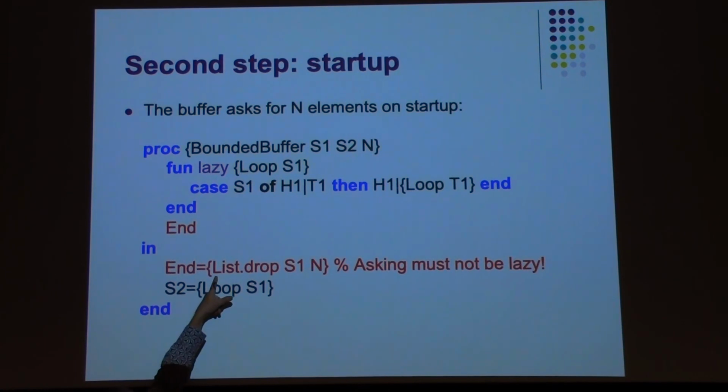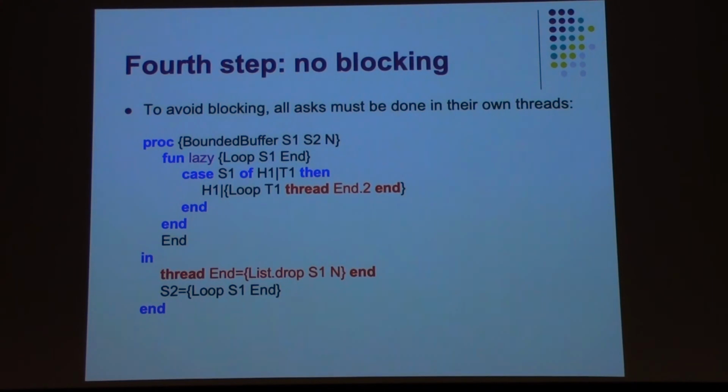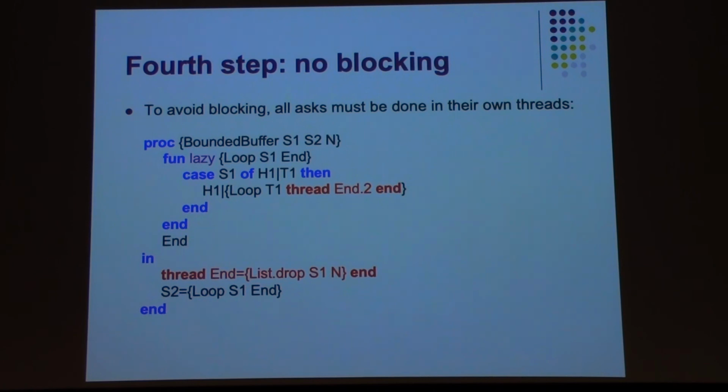These are sequential blocking. The final step is we have to put those two things in their own threads, because otherwise they will block. End.tail will block until the producer makes an element. But we don't want that to block everything. So we create a thread. Remember, the thread is the unit of waiting. We let some other thread wait. So it's very easy. We just put these two operations in their own threads, and we're done. That's it. This is the whole code. This is the final code.